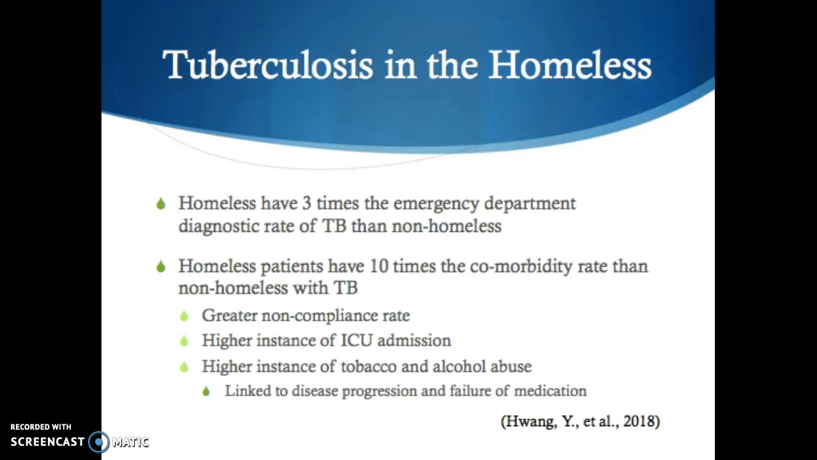They also have about 10 times the comorbidity rate of non-homeless with tuberculosis. So they have a lot of other potential medical problems that factor into this. They have a greater non-compliance rate with medication, which we'll talk about, and higher instances of ICU admission because of those comorbidities that are causing some complex medical processes. As a population, they have higher instances of tobacco and alcohol abuse, and use of alcohol while taking medication for tuberculosis tends to decrease the effectiveness, which then links to further disease progression, failure of medication, and continued problems.